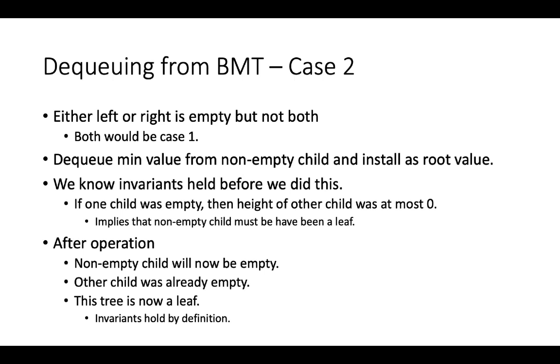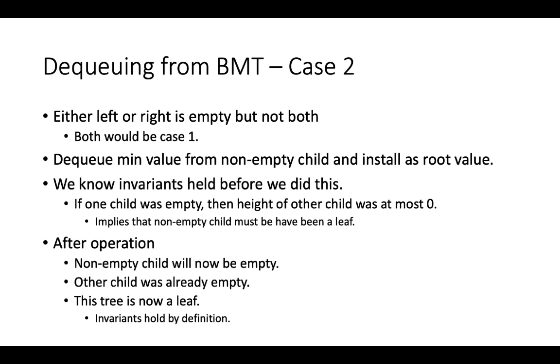We know that before we took out this root value, before we did this operation, our invariants held. And we also know, because we're in case number 2, that one of our children was empty. It turns out that not only do we know that one of our children is empty, we also know that the other child at most has one thing in it. It can't have more than one thing in it. It has to be a leaf.